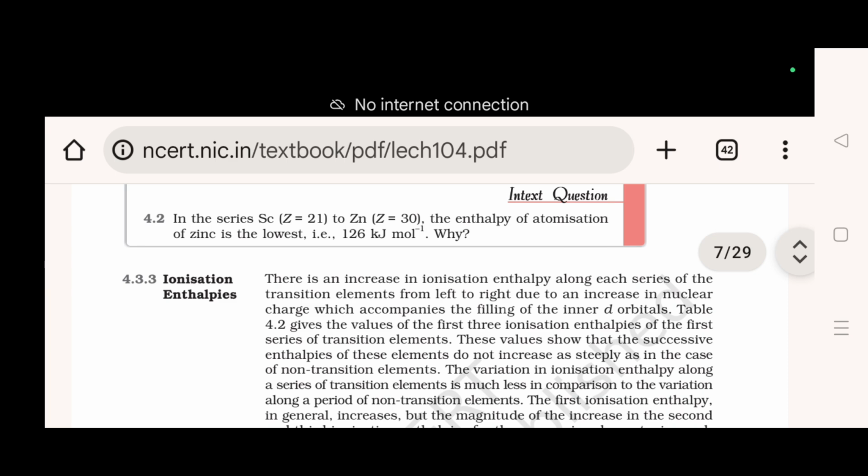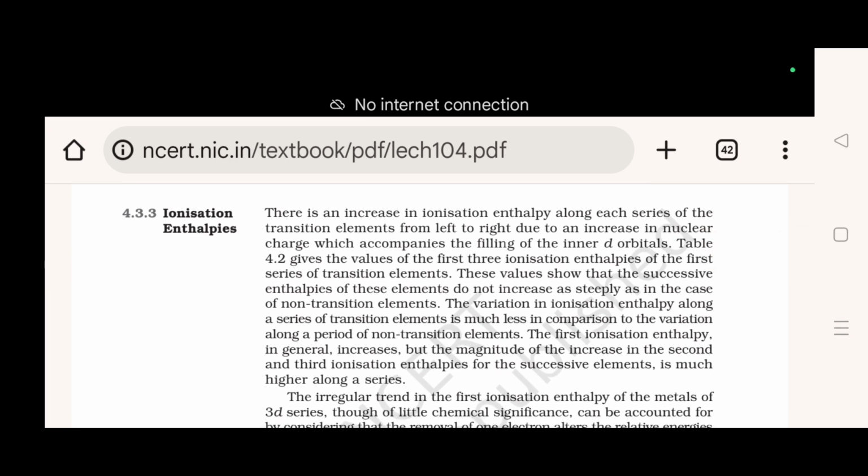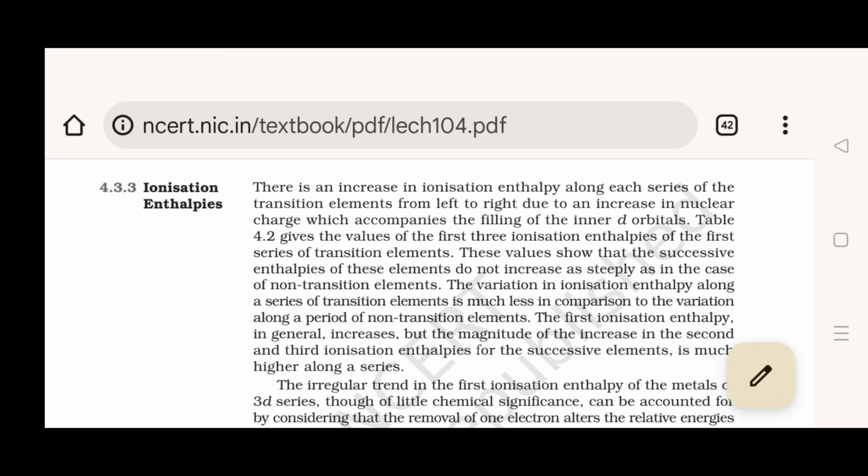So now let us discuss the ionization enthalpies. There is an increase in ionization enthalpy along each series of the transition elements from left to right due to an increase in nuclear charge which accompanies the filling of the inner d orbitals. Table 4.2 gives the values of the first three ionization enthalpies of the first series of transition elements.